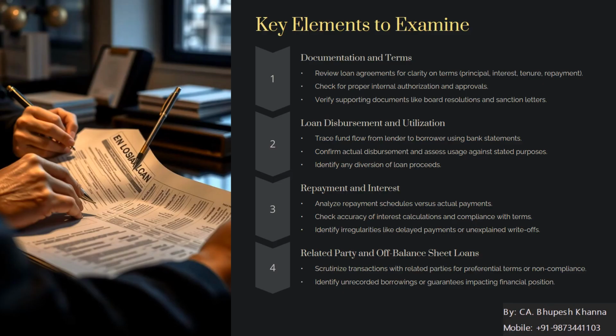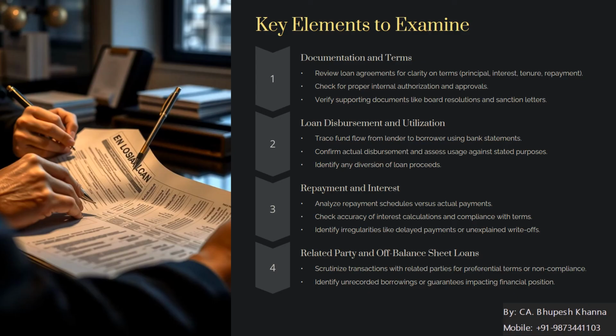Next point is key elements to examine. A. Documentation and terms. Review loan agreements for clarity on terms, principal, interest rate, tenure, repayment schedule. Check for proper authorization and approvals within the organization. Verify existence of supporting documentation, such as board resolutions, sanction letters, and correspondence.